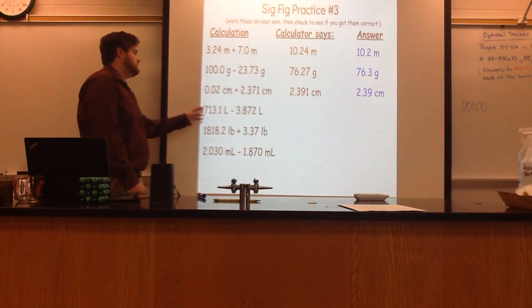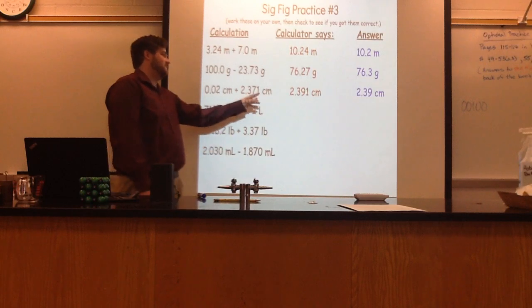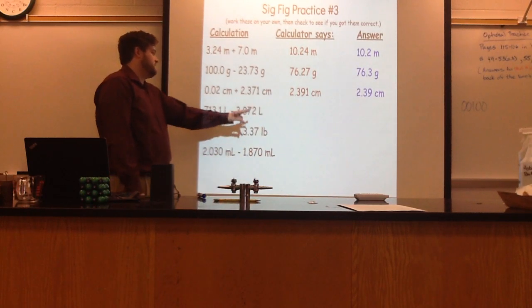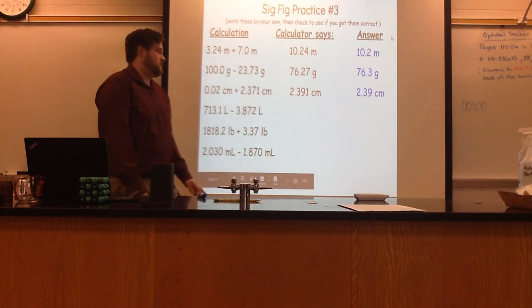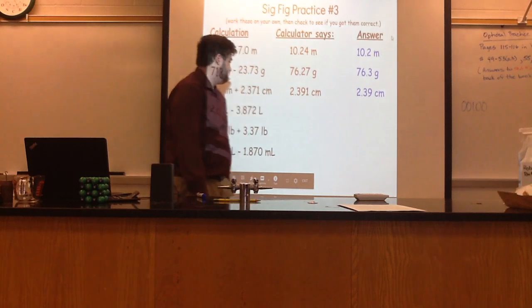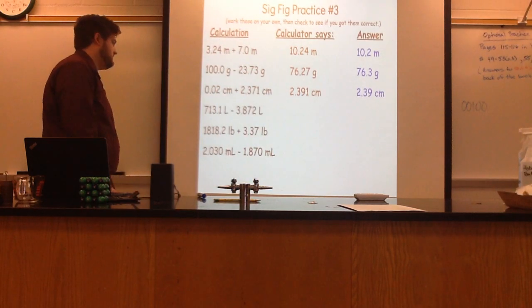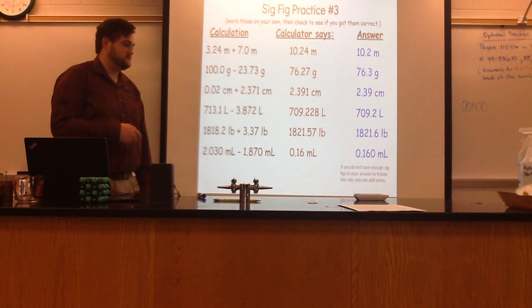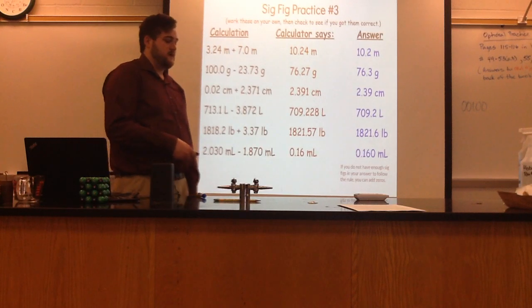Finally, our 0.02 centimeters with our 2.371 centimeters. We've got 2 decimal places here, 3 decimal places here. So our calculator will give us 2.391. We're going to round it to 2.39. And then the rest y'all can take care of on your own. Here's the answers for that if you need to check. And if not, we go from there.